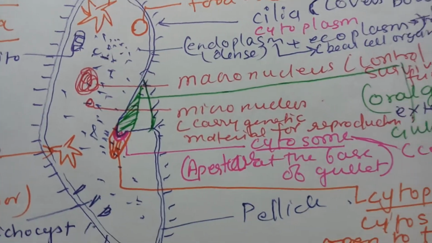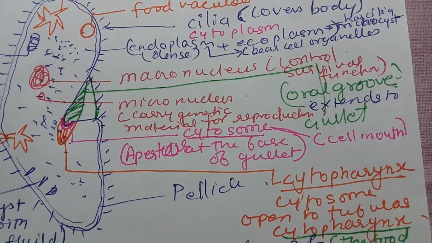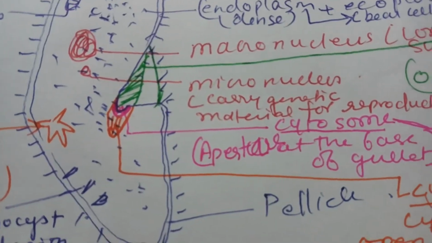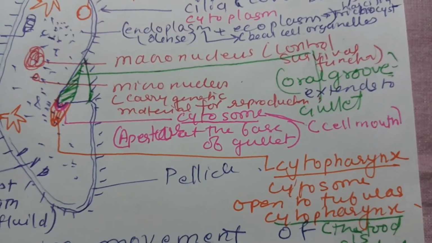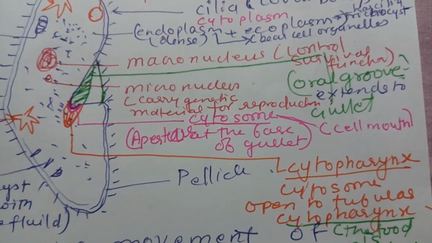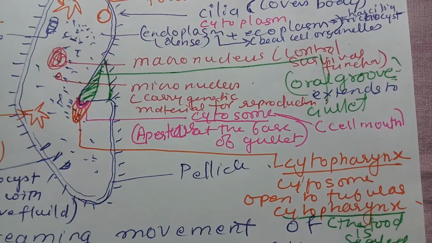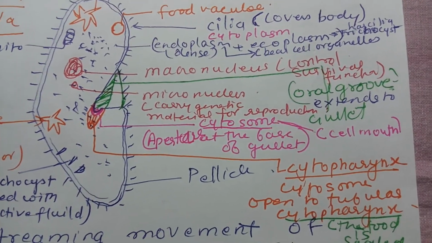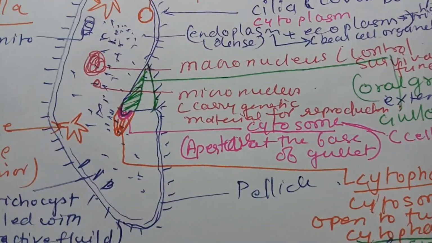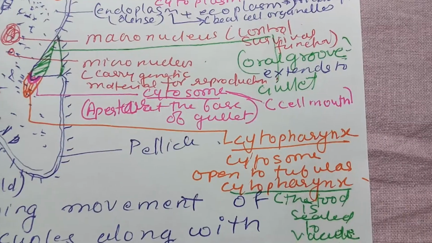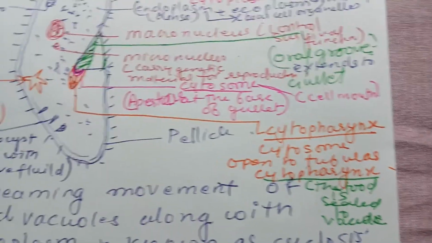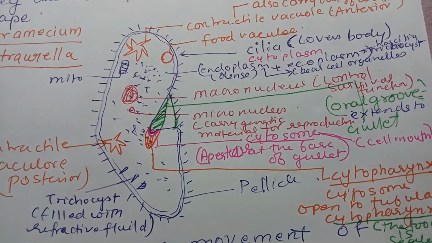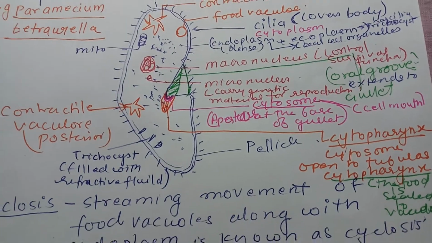So this portion, if you see, now there is this cytosome structure. You can see this pink cytosome structure, and this is at the base of the gullet. This is all called the cell mouth. So through here the food enters the paramecium and it moves to the cytopharynx. Cytopharynx is the tubular structure just below the cytosome, and the food is sealed in a vacuole over here. Then a food vacuole is generated and the contents of the food vacuole are digested within the cytoplasm.